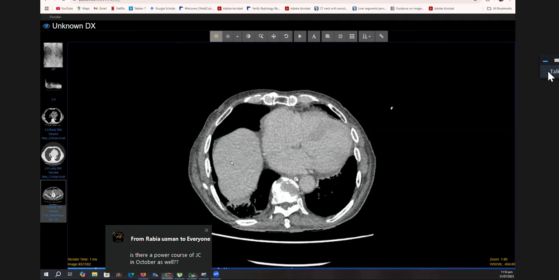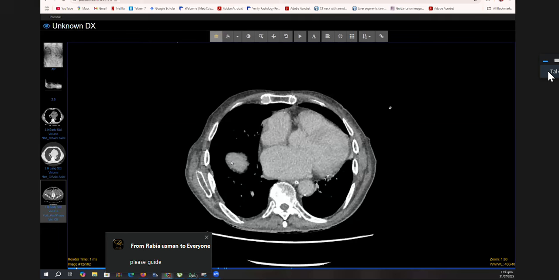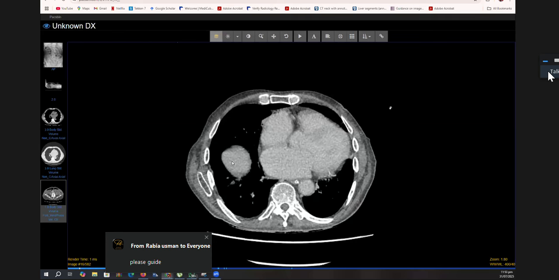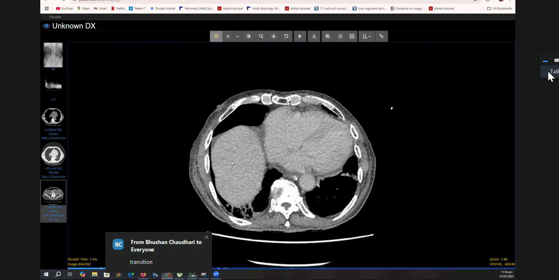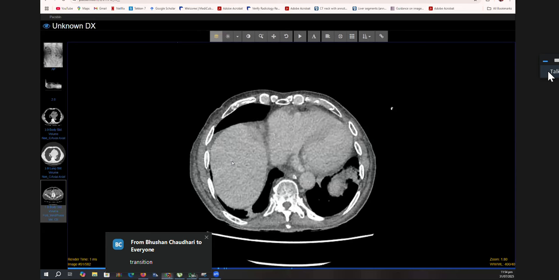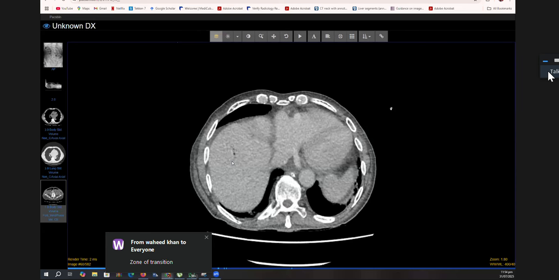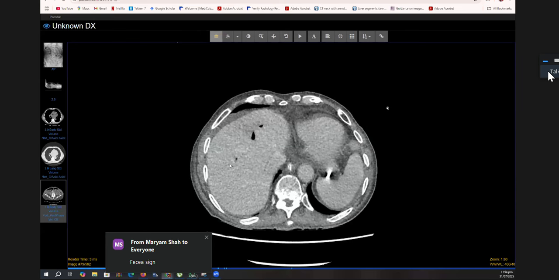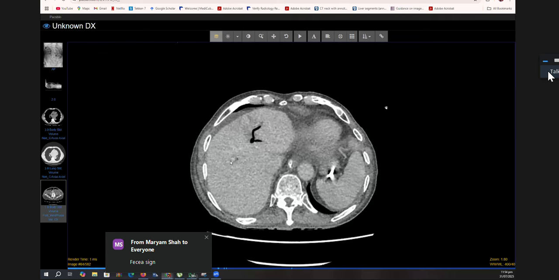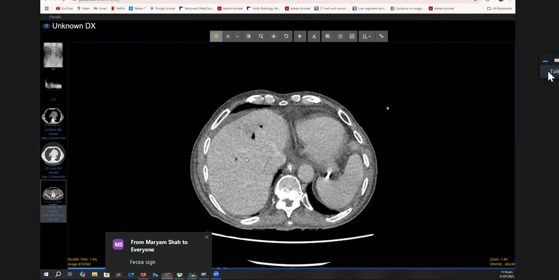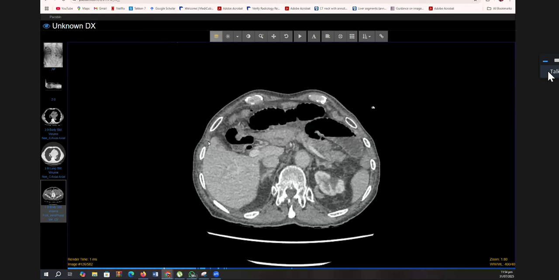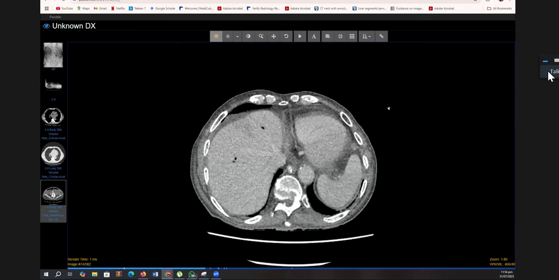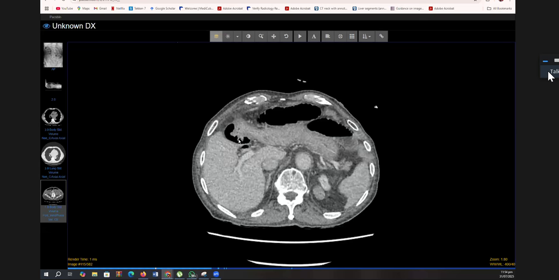Sir, if we do a CT scan, we can find some cause of obstruction. Well, then you may find the cause, but you may not find the cause. So what tells you that there must be a mechanical obstruction? There is a transition point in case of mechanical obstruction. A transition point or just a caliber change? You may not see the transition point, but you see dilated small bowel and normal or collapsed small bowel, and that means there must be a mechanical obstruction.